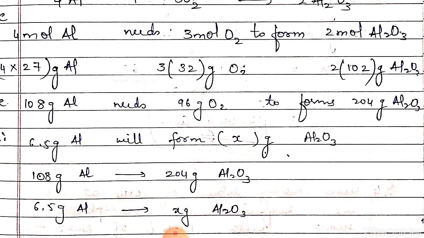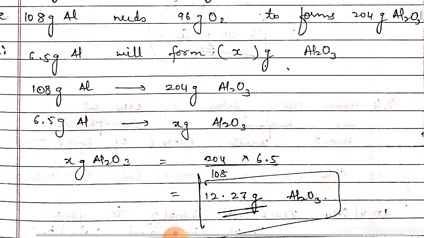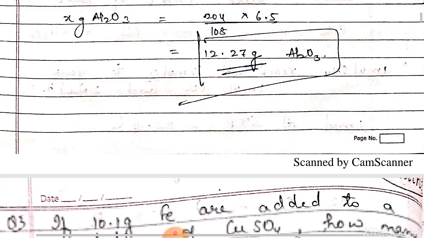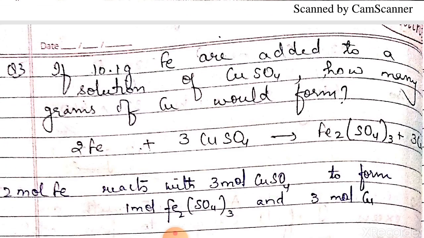So 6.5 gram will produce X gram of Al2O3. So what is X? 204 into 6.5 divided by 108, which is 12.27 gram of Al2O3. So this is stoichiometry. With the help of this equation, if you understand, you will understand the concept.